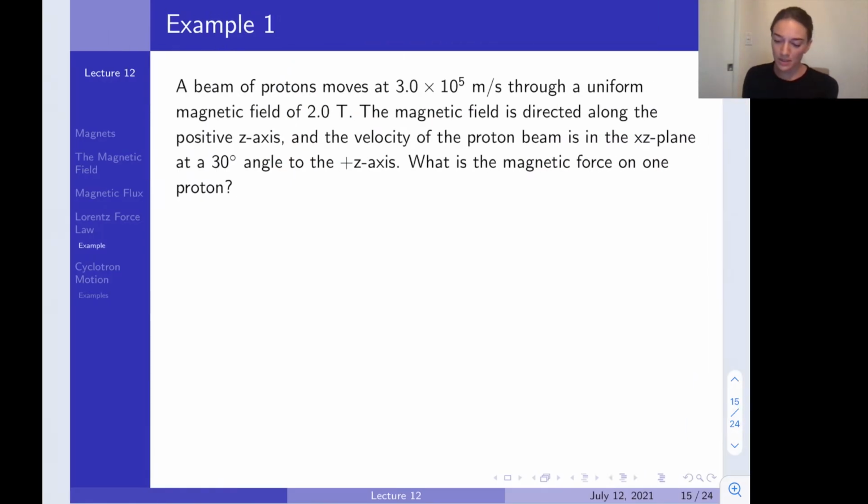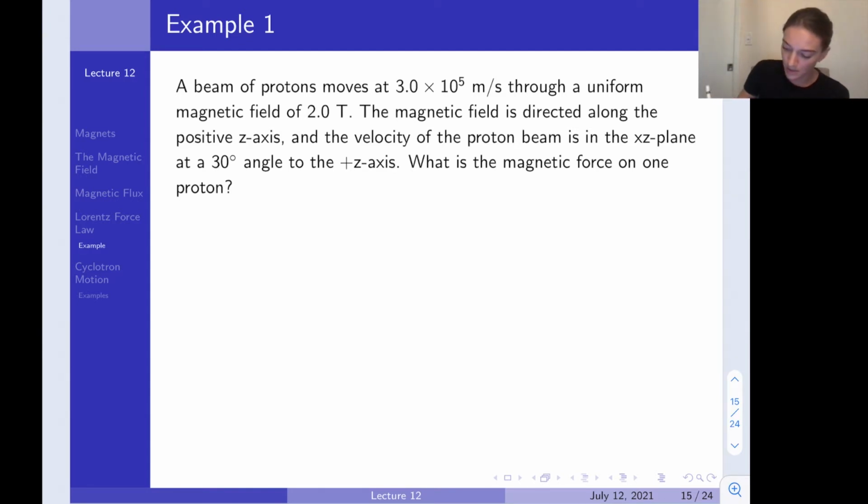All right, so let's do an example with this. A beam of protons moves at 3 × 10⁵ meters per second through a uniform magnetic field of 2 teslas. The magnetic field is directed along the positive z-axis, and the velocity of the proton beam is in the xz plane at 30 degrees to the z-axis.